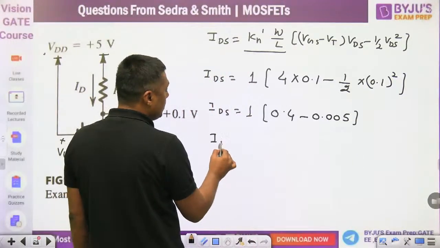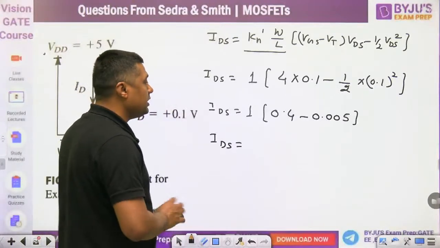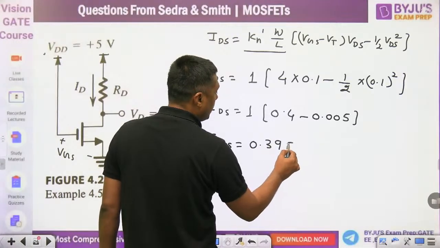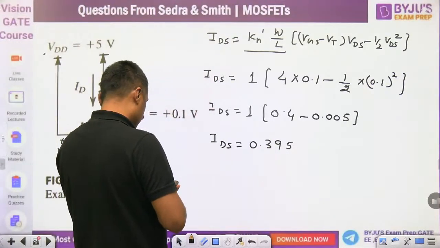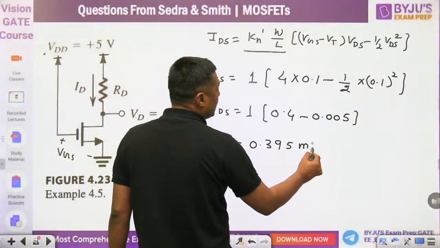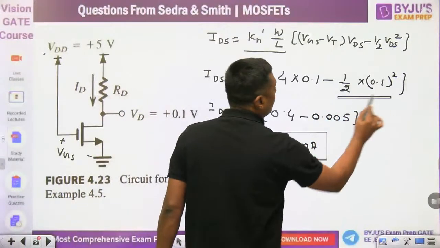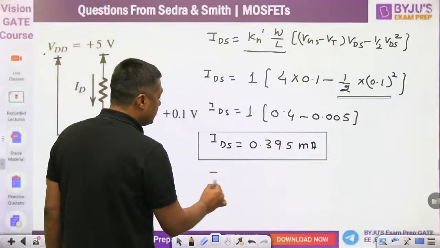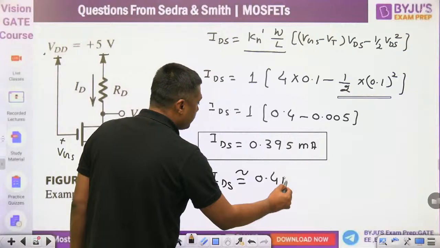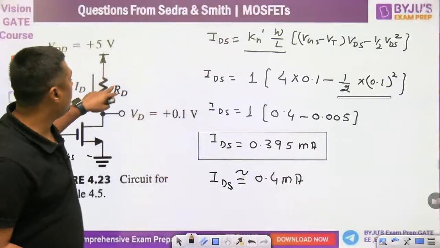Then IDS will become 0.4 minus 0.005. So I think it will become 0.3995, that is 0.395 milliampere, nearly equal to 0.4 milliampere. If suppose you are going to ignore this, then we will get IDS nearly equal to 0.4 milliampere. Okay.